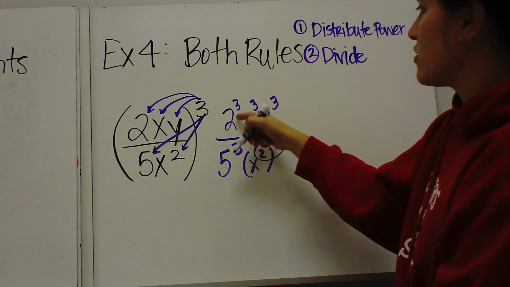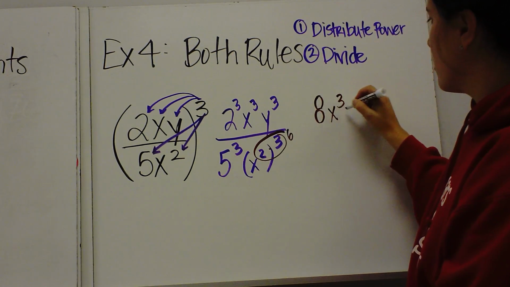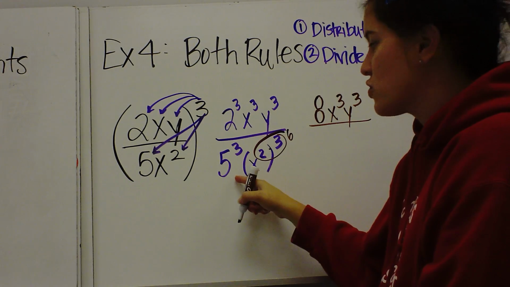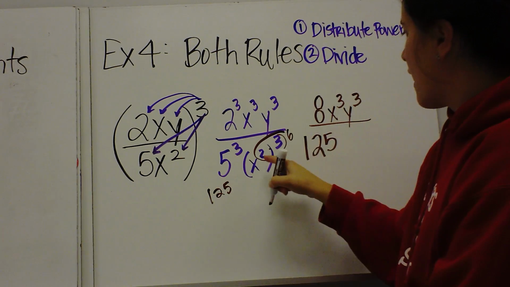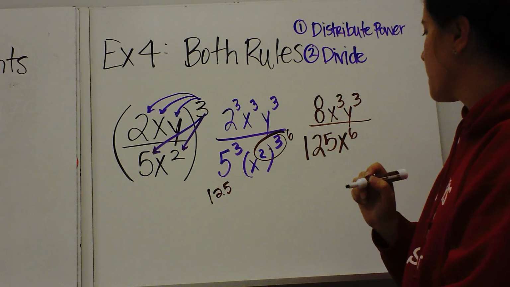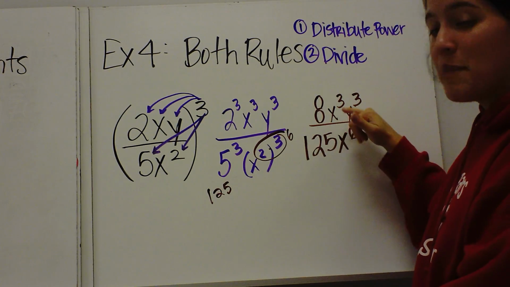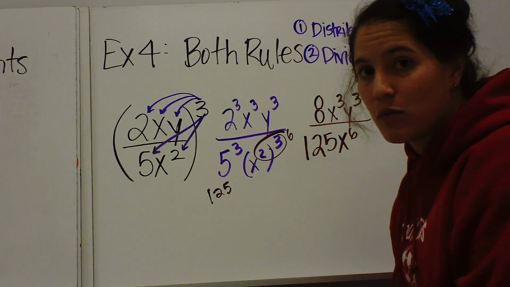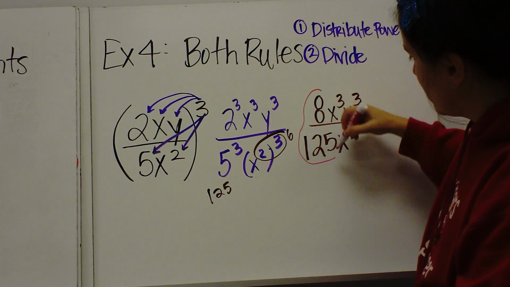So now let's do a little simplifying. 2 to the 3rd is 8. x to the 3rd, y to the 3rd. 5 to the 3rd. 5 times 5 is 25, so that's 125. And then x to the 6. So again, my bases. x is a base and y is a base. 8 and 125, they don't have exponents anymore, so those are not bases anymore. So I want you to circle your fraction.